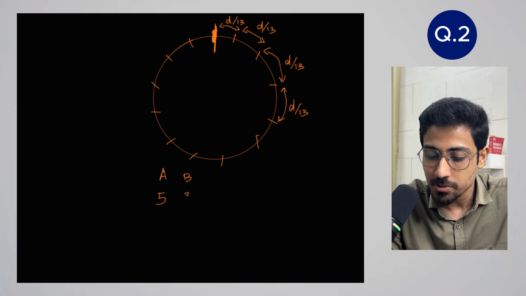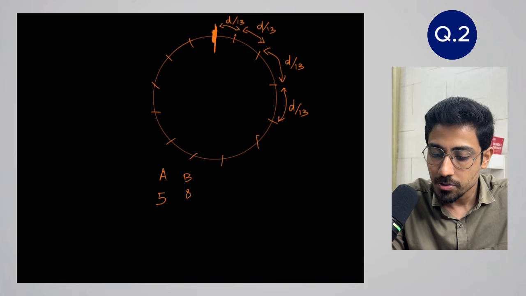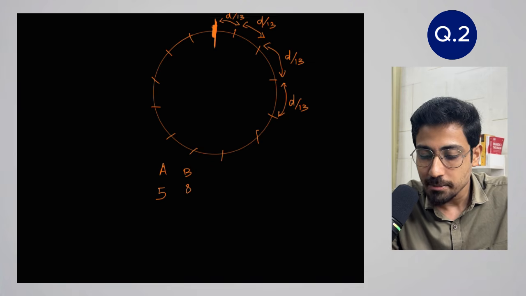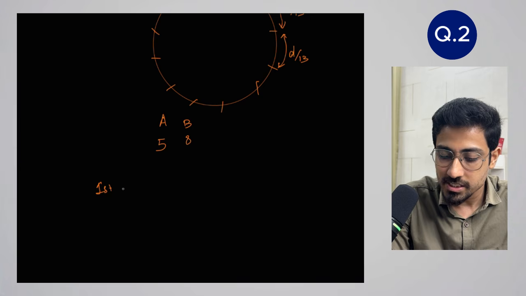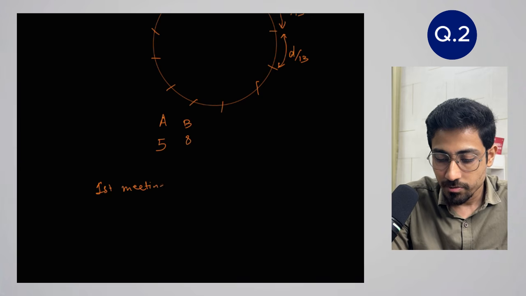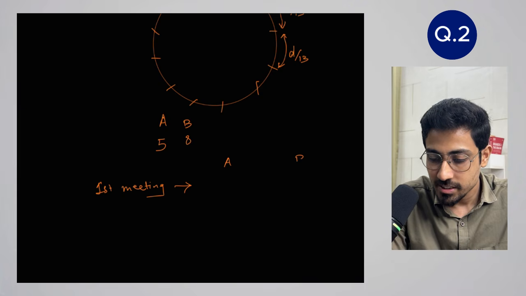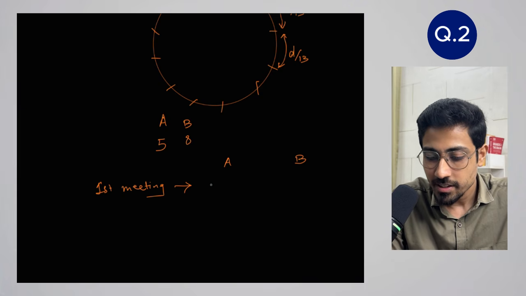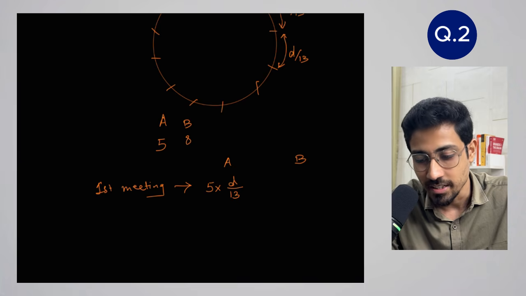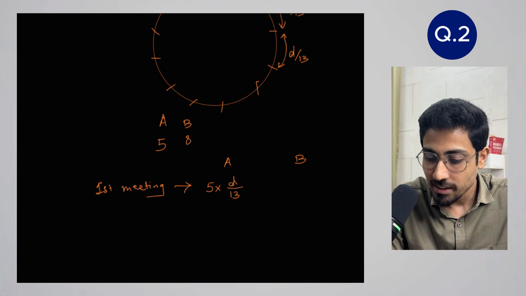Yes, now we can directly go to the distance. Now you know the concept, right? 5:8. So what will be the concept? The first meeting point will be at what distance? The distance that A has traveled, the distance that B has traveled will be each point. He has traveled 5 points and each point is d by 13 distance apart this time. 5d by 13. And B has traveled 8 points, and this will be d by 13 again.